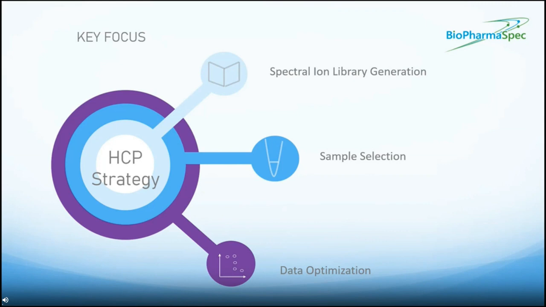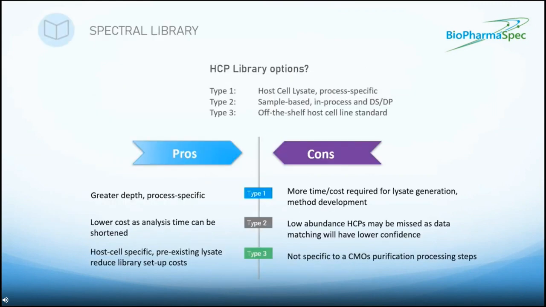And in doing so, we've noted that there are 3 key areas which we think warrant the extra attention. And these include the spectral library, otherwise known as the protein or reference library, then the sample selection process, and finally consideration for data optimization or data quality expectations based on the analysis methods and the data processing that's being conducted. So I will now talk you through them.